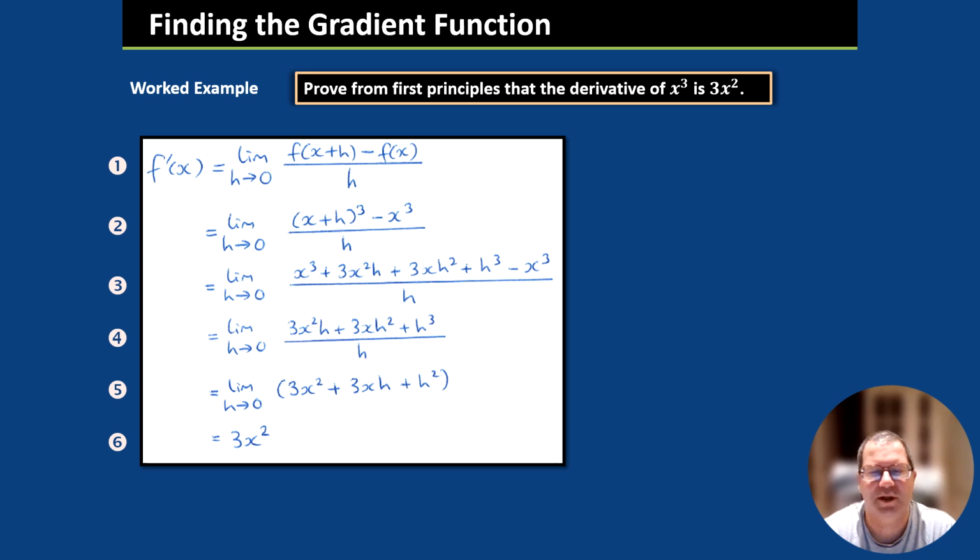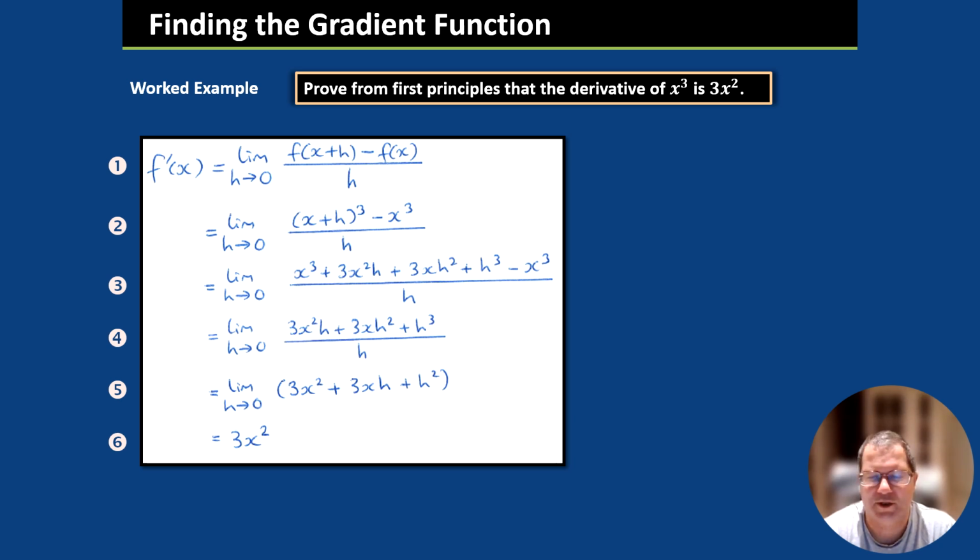For line 3, I'm expanding the brackets. If you know the binomial expansion, then that's what I've used to expand the x plus h cubed. Otherwise, I'm simply doing x plus h times x plus h, and then whatever the answer is, I'm multiplying that by x plus h. That gives me x cubed plus 3x squared h plus 3x h squared plus h cubed minus x cubed, all divided again by h.